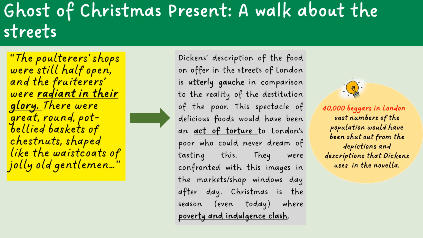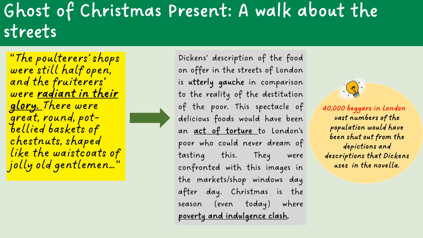Not only that, but we've also got the reference to the Cratchit family Christmas and the excessive description of their food. And this is no mistake, this is no accident, okay? So let's first look at the quotation. "The poulterers' shops were still half open and the fruiterers were radiant in their glory. There were great round pot-bellied baskets of chestnuts shaped like the waistcoats of jolly old gentlemen."